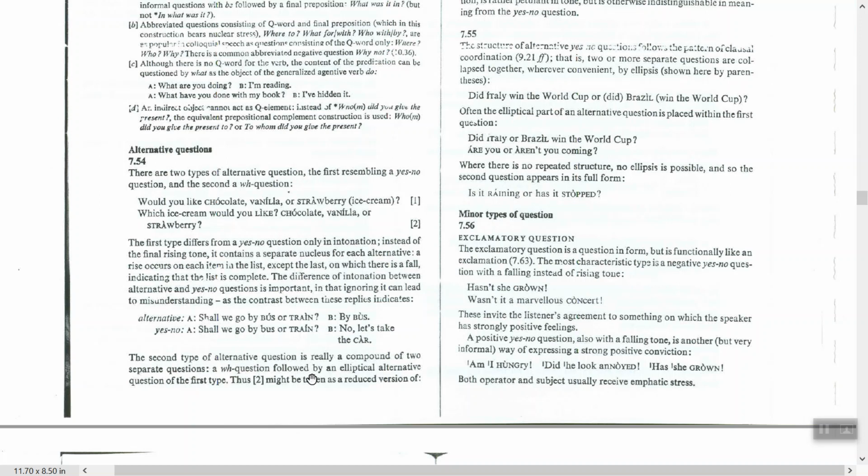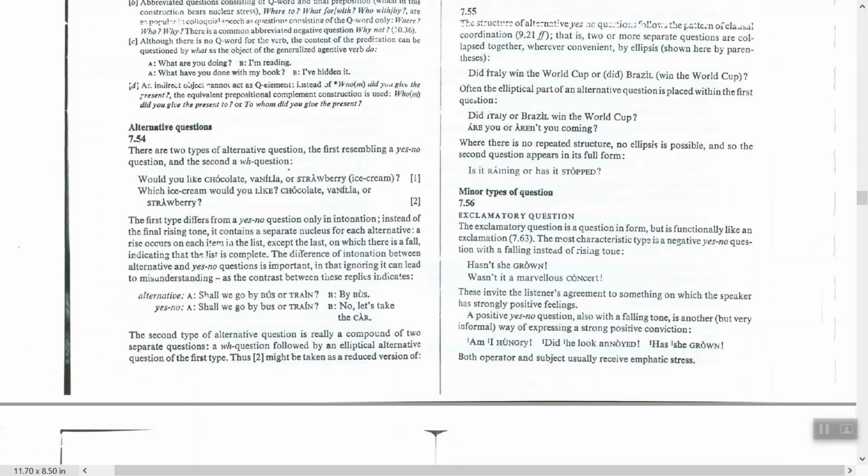The second type of alternative question. At the beginning we talked about the resemblance between yes/no questions and alternative questions. And here we have the second type, of the two types. The second type is really a compound of two separate questions: a WH question followed by an elliptical alternative option.